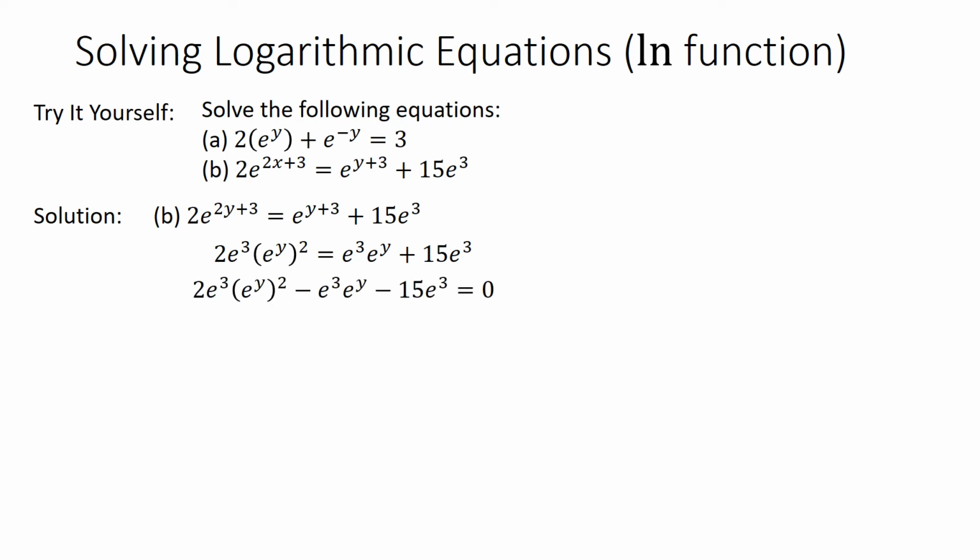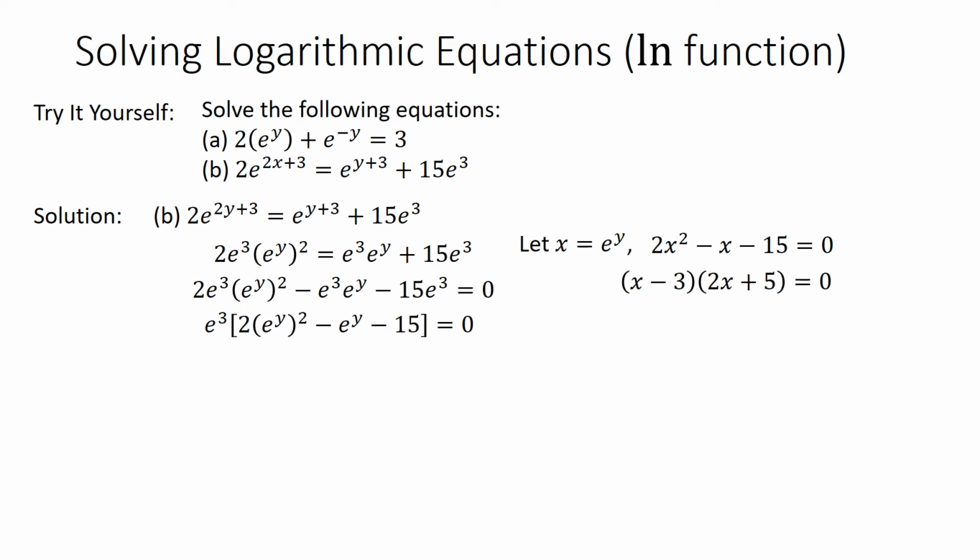Then we bring everything to the left-hand side. It will be 2e^3y squared minus e^3y minus 15e^3y equal to 0. So you can factorize the e^3y and let x equal to e^y. So it will be 2x squared minus x minus 15 equal to 0. Factorize: (x minus 3)(2x plus 5) equal to 0. Hence x equals 3 or x equals negative 5 over 2.